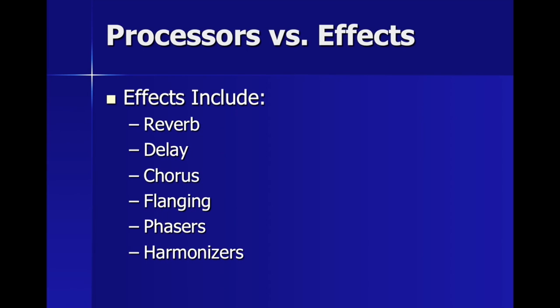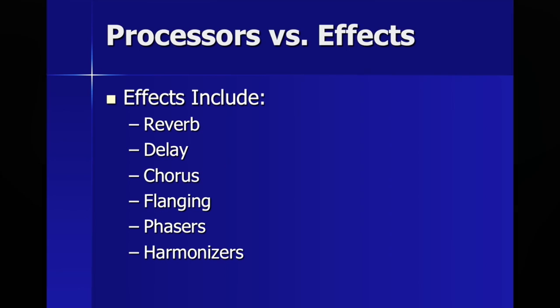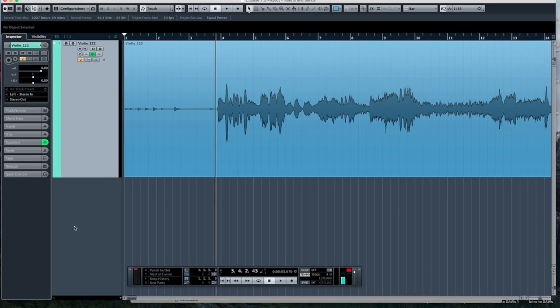Now, let's take a second, go over to Cubase, and see how we use processors and effects on a track in Cubase. Okay, so you know the difference between a processor and an effect. Now we're going to look at how we use processors and effects in Cubase. On this track here, I have a recording of a violin sonata performed by Dr. Quentin Morris. I recorded this last December.